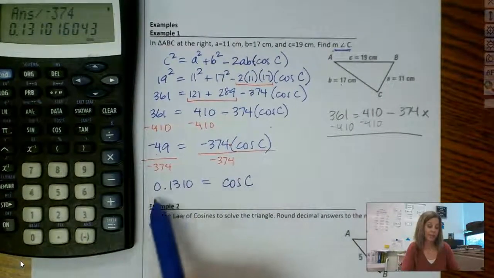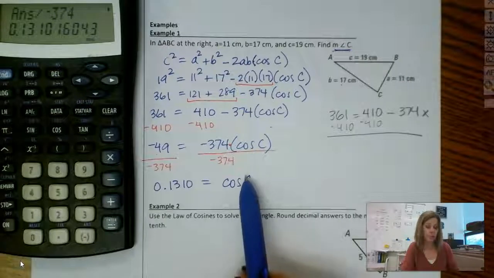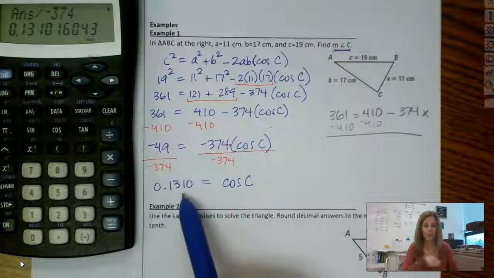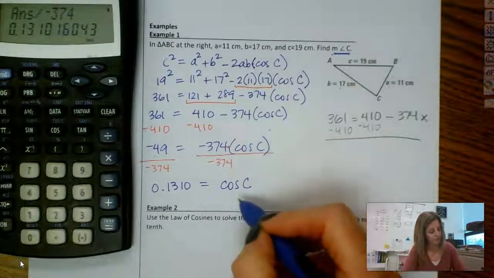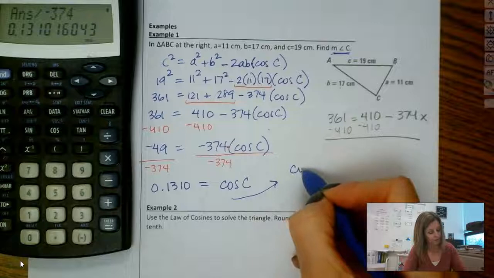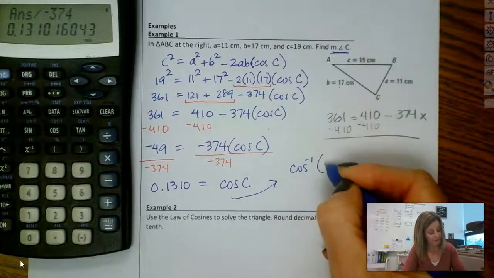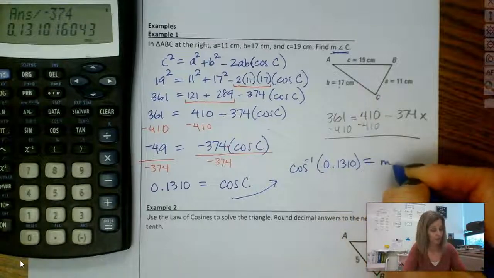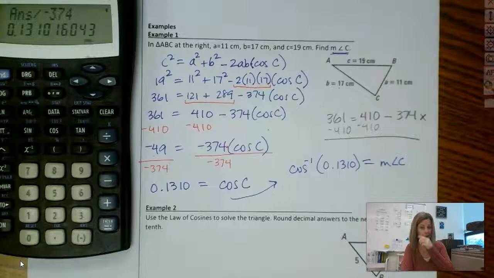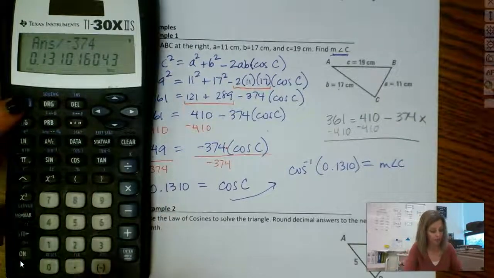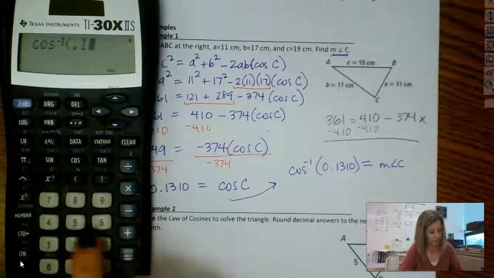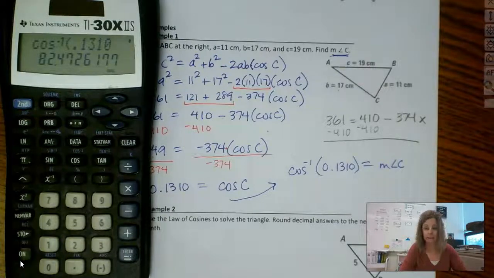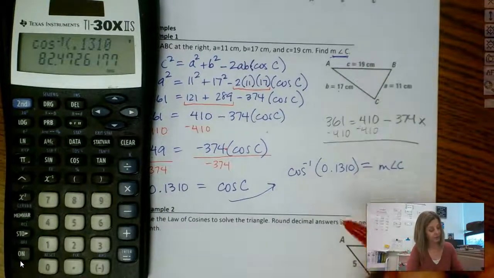And so when we get to this point, in order to find the measure of an angle, remember this is just some sort of a ratio of adjacent over hypotenuse. So if I do the inverse cosine of this decimal, the answer will be the measure of angle C. Okay, so I can do inverse cosine of 0.1310. And so it's about an 82.5 degree angle.